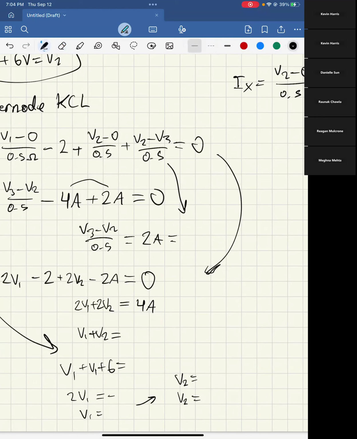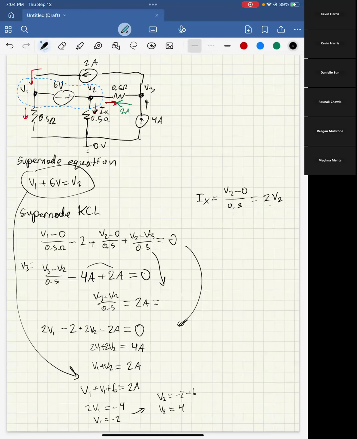Okay. Yeah, so then this is 2 amps. This is still 2 amps. And then we subtract over the 6, we get, yep, -2. And then v2 equals -2 plus 6. This equals 4. And then we plug this into this. Ix equals 2 times v2 equals 8 amps. This is kind of weird because I'd simplified it to 2v2, but the unit's still amps because it's asking for a current.